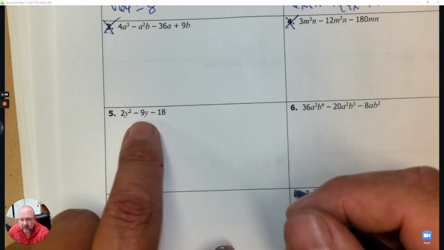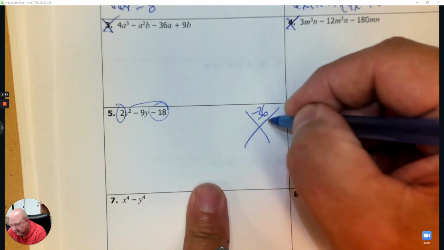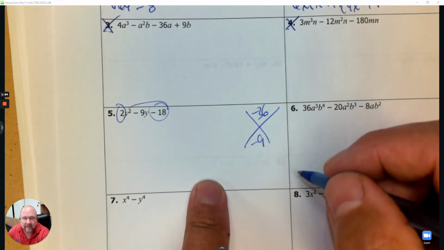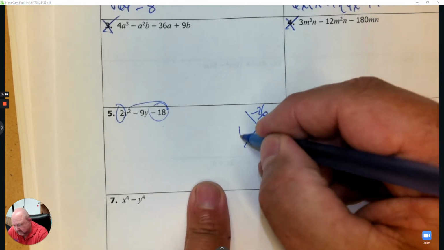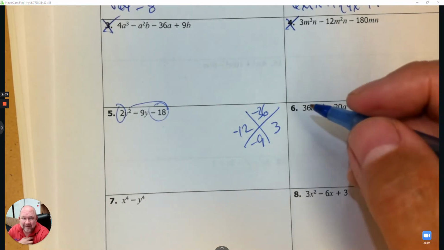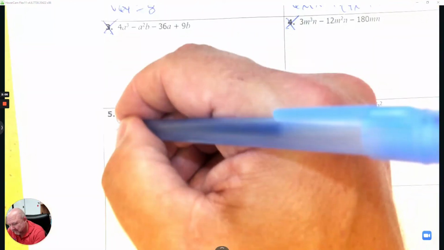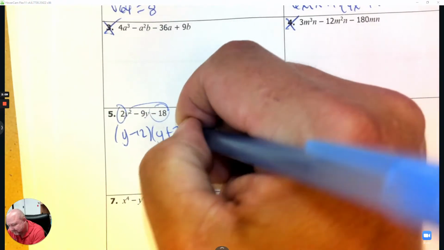So is there a greatest common factor? No. So I'm going to take the first number times the last number, and I get negative 36. And negative 9. So two numbers that multiply to 36 and subtract to 9. So those two numbers are 12 and 3. And 12 needs to be negative. So I'm going to write down the letter minus 12 and the letter plus 3.